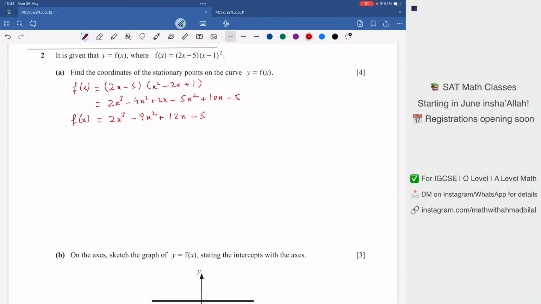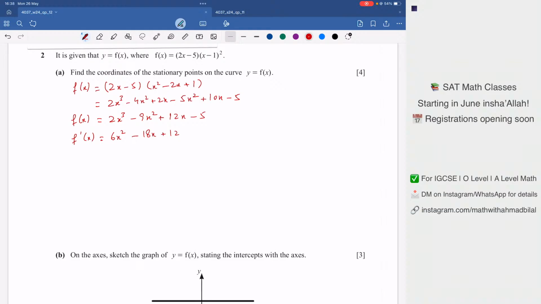We are looking for the stationary points. How do you find stationary points? You find the derivative, put that equal to 0. Let's do that here. Let's find the derivative, put that equal to 0. What's the derivative? Let's differentiate each term separately. Derivative of 2x cubed, that would be 6x squared. Derivative of minus 9x squared, that's minus 18x plus 12, right?